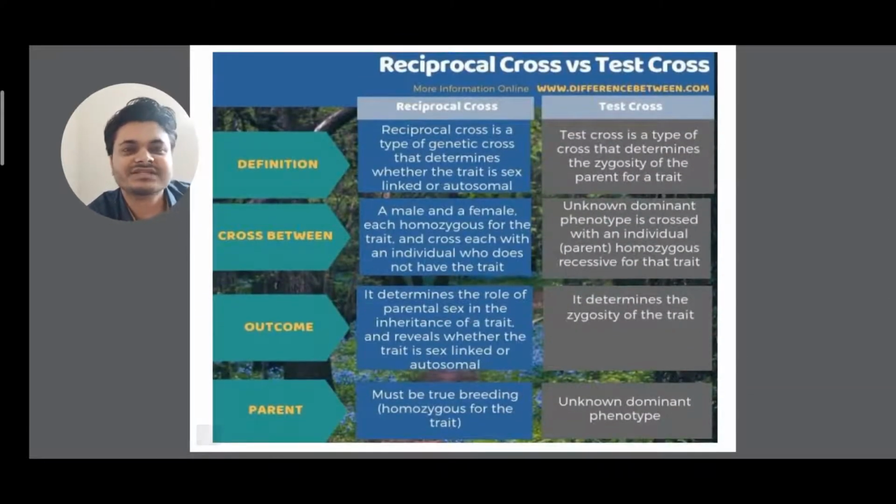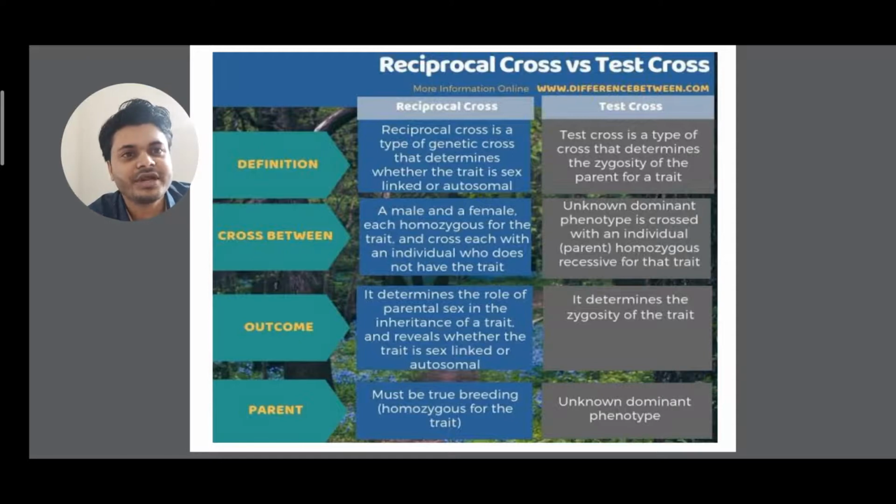So one more difference I have given, the differences between reciprocal cross and the test cross. So you can see the differences. See, the definition of reciprocal cross. A reciprocal cross is a type of genetic cross that determines whether the trait is sex-linked or autosomal, clear? Whereas the test cross, which I have just discussed, is a type of cross that determines the zygosity of the parents of a trait.